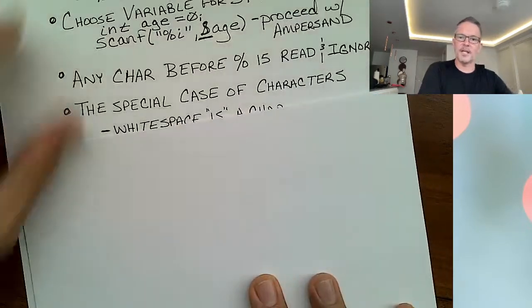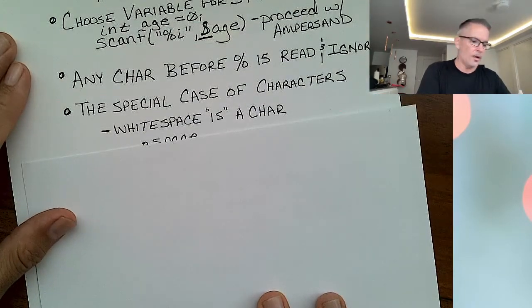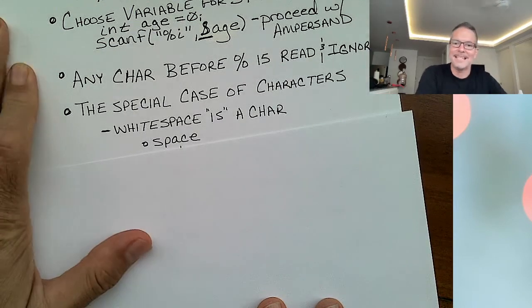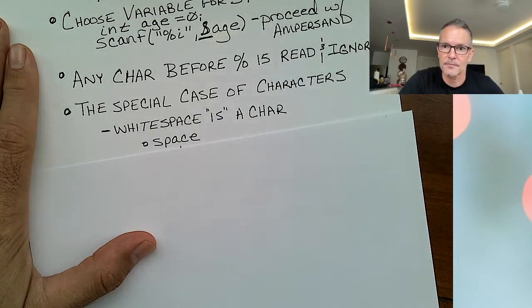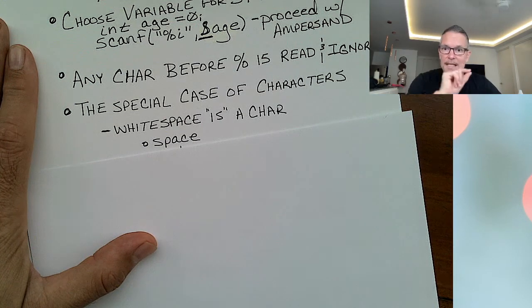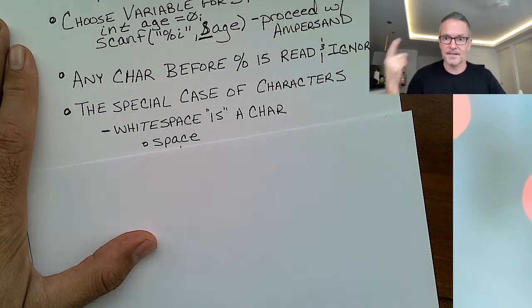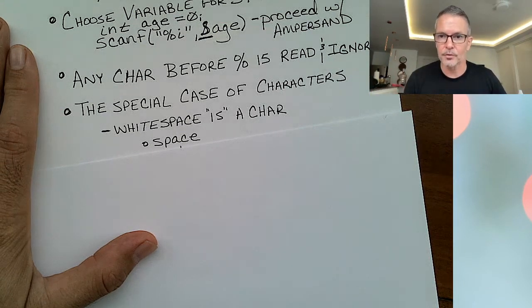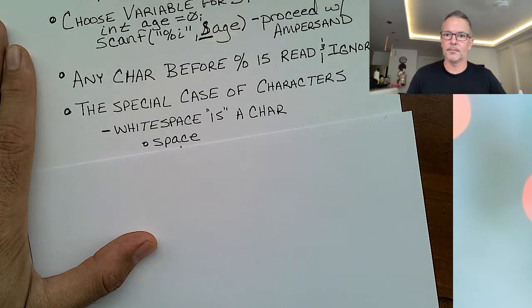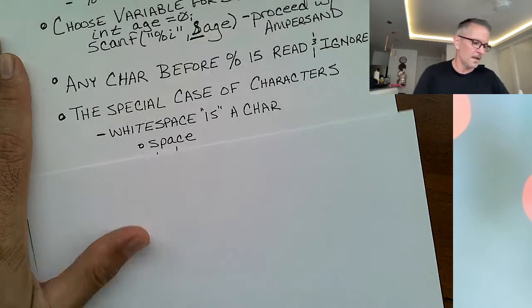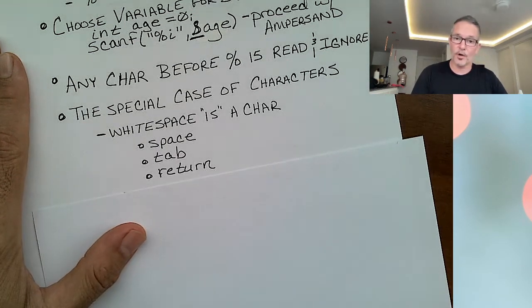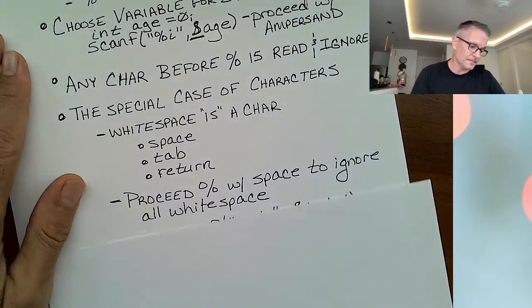All right, there is a special case here. White space is itself a character. So if you're asking the computer to read in a character, any white space, any spaces, tabs, or returns that are entered by the user will be read, and the computer will assume, okay, that's the character that you wanted to read. You wanted to read the white space character. So a space, a tab, or a return are white space.